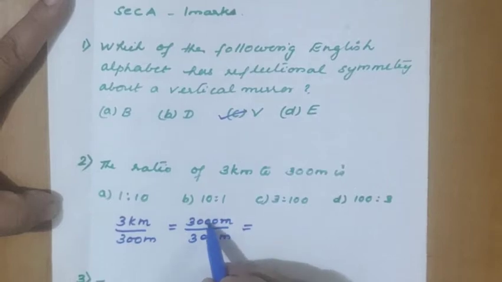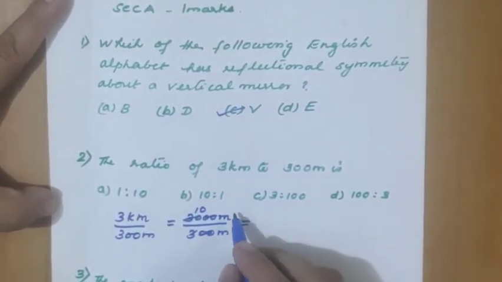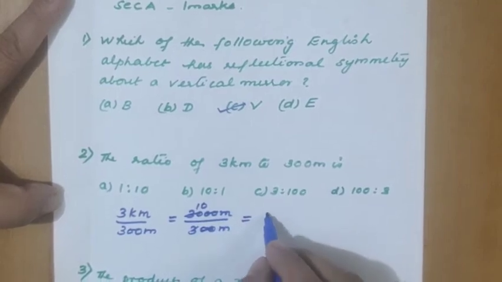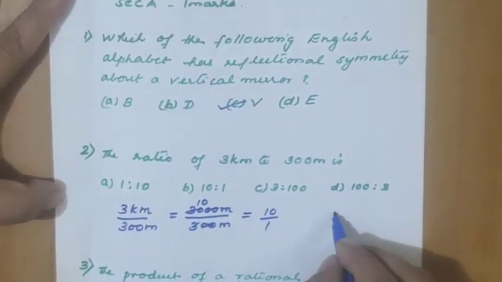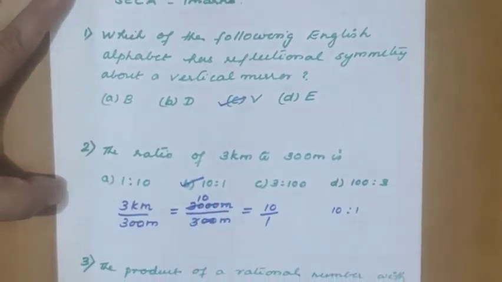Here how many zeros are there? 2 zeros, and 3 here, 10 only. 3 will be cancelled, in 30, 3 goes 10 times, so 10 by 1, therefore the ratio is 10 is to 1. So which is the correct answer? B is the correct answer.